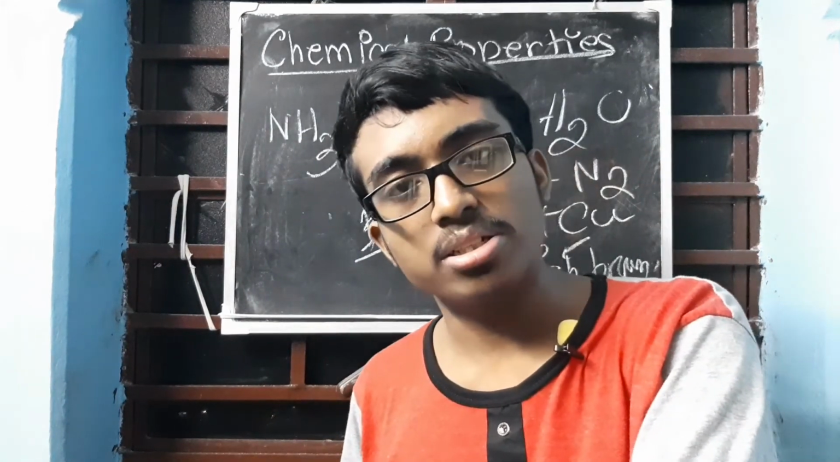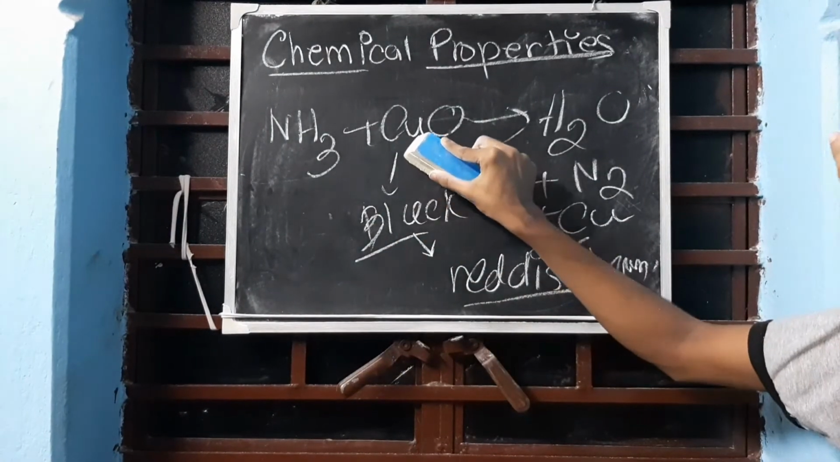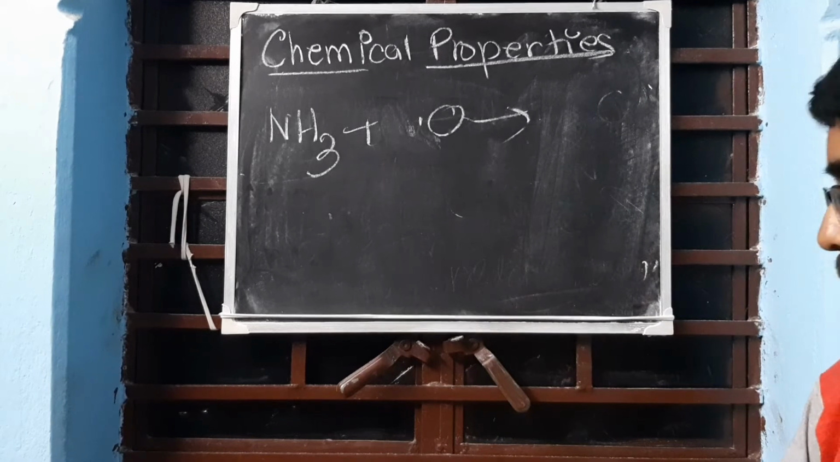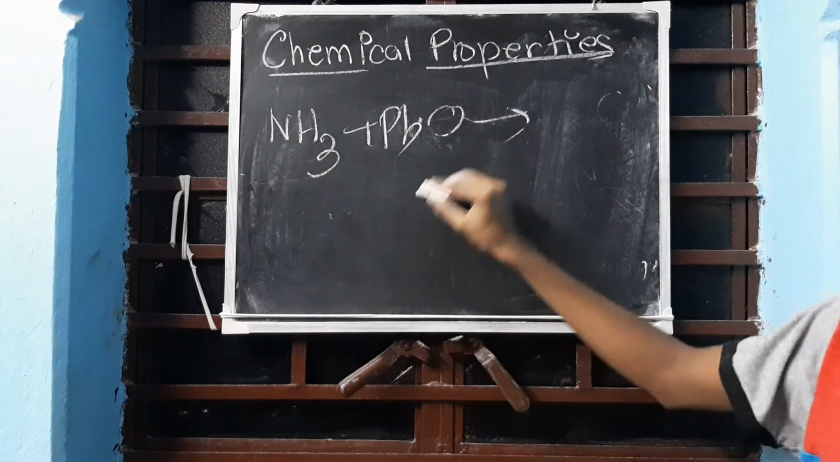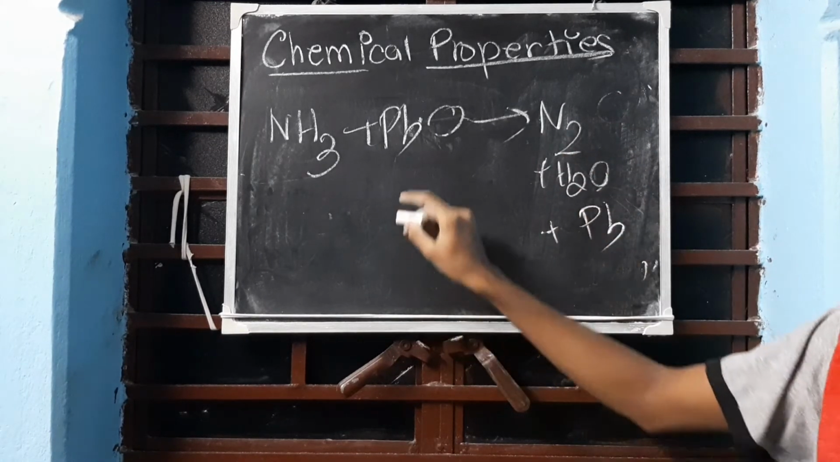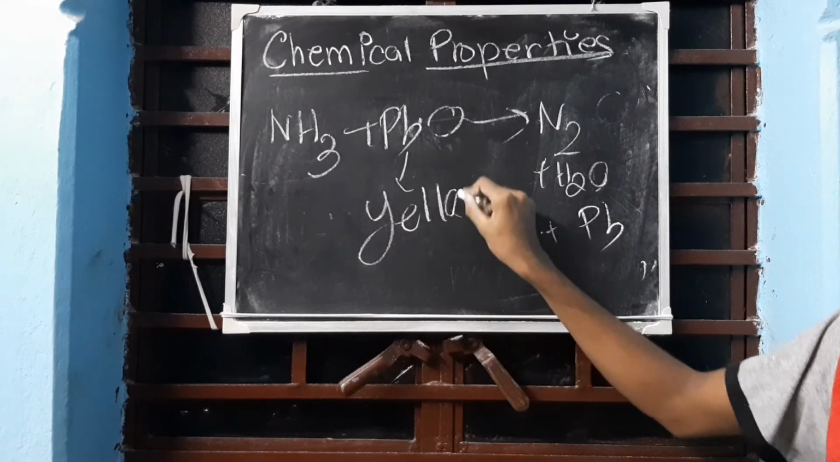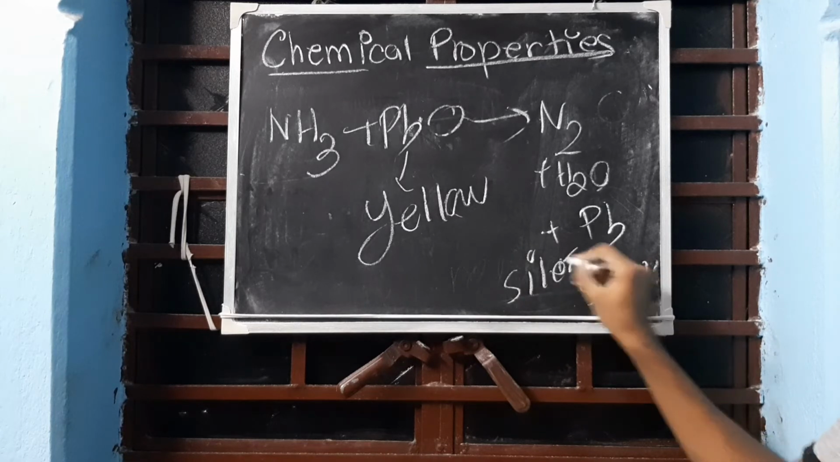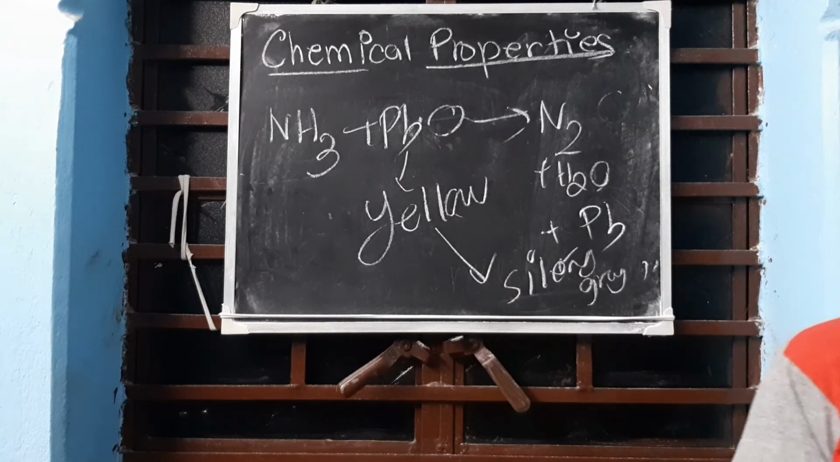Another example we can take is that instead of CuO, let us take PbO. Then what will happen? Same thing will happen: N2 plus H2O plus Pb. Color change: color of PbO is yellow, color of lead is silvery gray. So the color changes from yellow to silvery gray. You have to remember the observations because observations will be asked in the question.